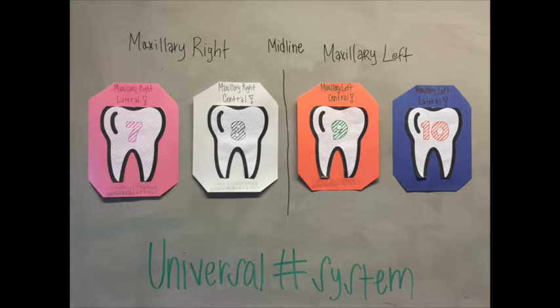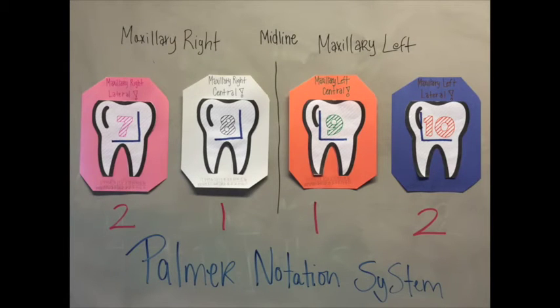Tooth number 1 is the tooth furthest back on the maxillary right, and it goes towards the midline to the laterals and centrals on the maxillary right, which are 7 and 8, and the maxillary left, which are 9 and 10. Palmer notation system is used by some orthodontists, periodontists, and oral surgeons.